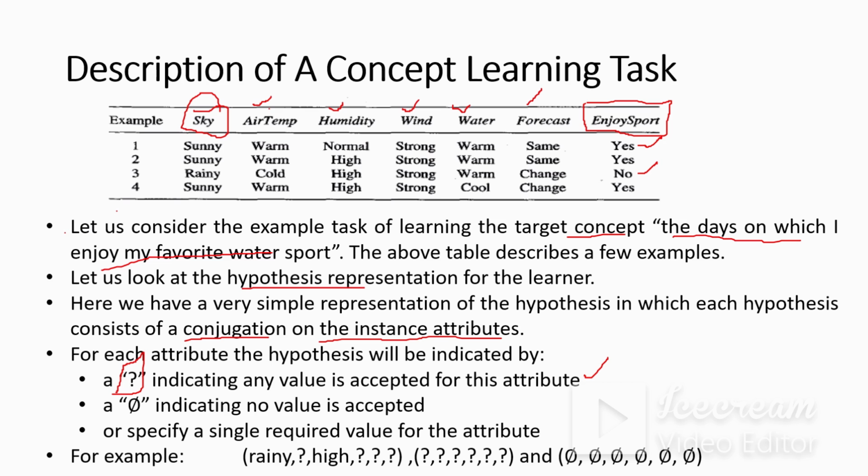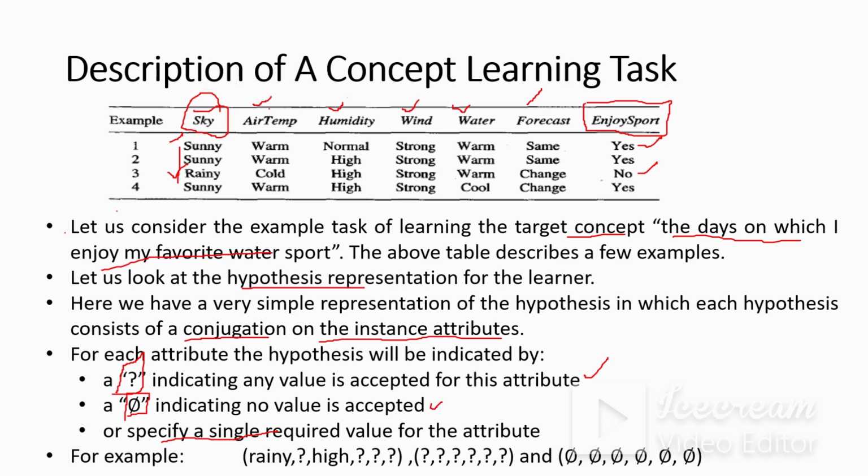For example, if you look at this example, it can accept sunny or rainy. In fact, one more value is there for this attribute, which is cloudy. It can accept sunny or rainy or cloudy. And the hypothesis attribute can be represented by a phi, which indicates no value is accepted. Or the hypothesis attribute can be represented by a specific single required value like sunny or rainy.